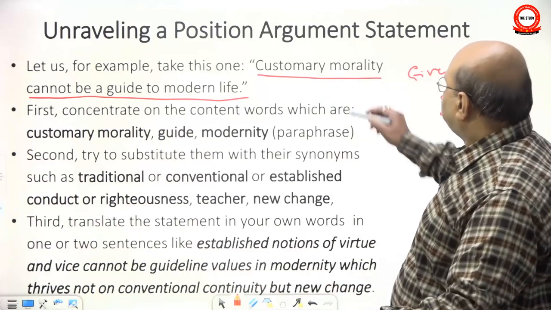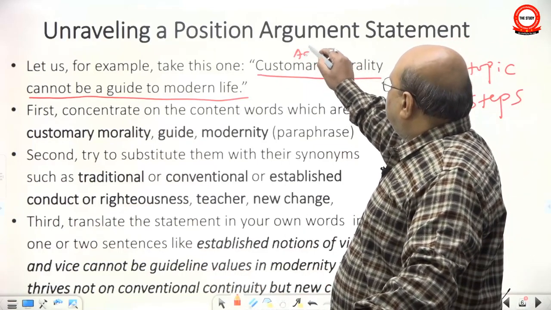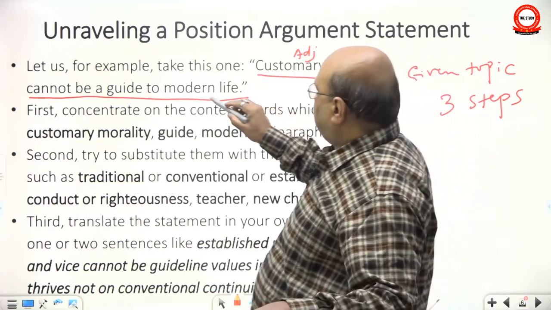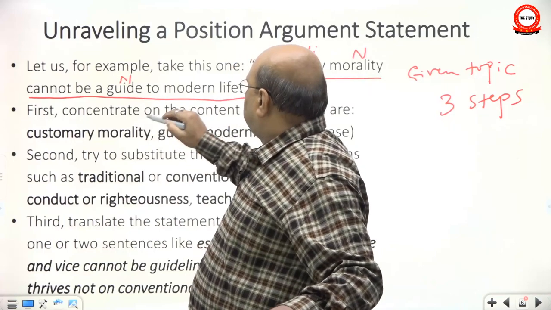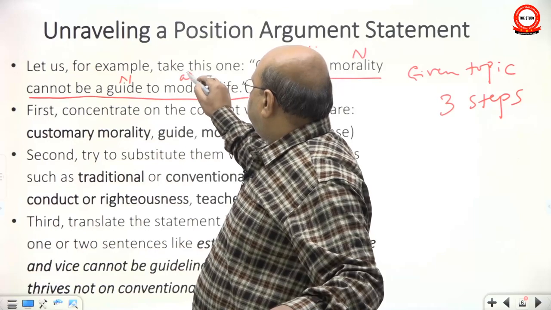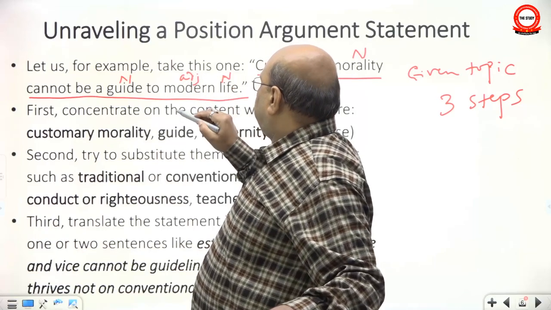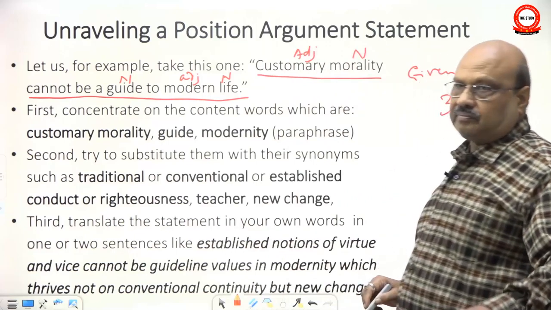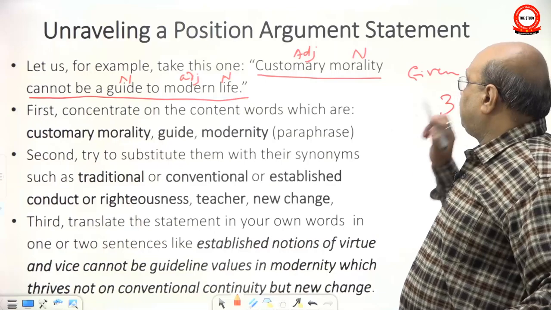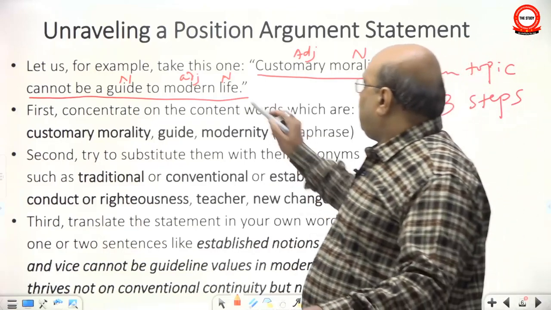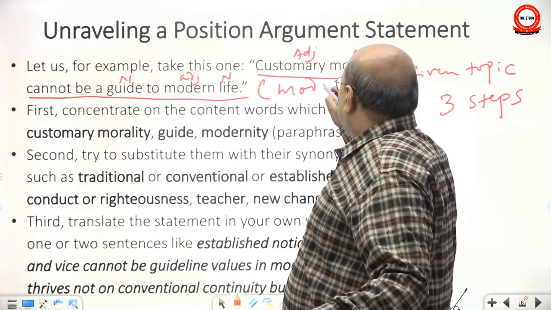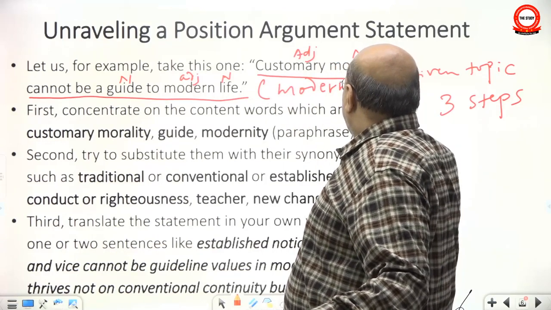These are, this is adjective, customary, this is noun, this is again noun, and this is again adjective and noun. Okay. So there are four content words, five content words. Actually, there are only four because this modern life is actually modernity.